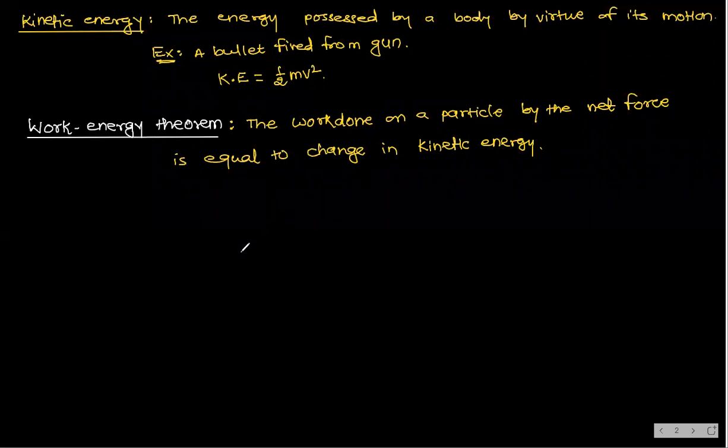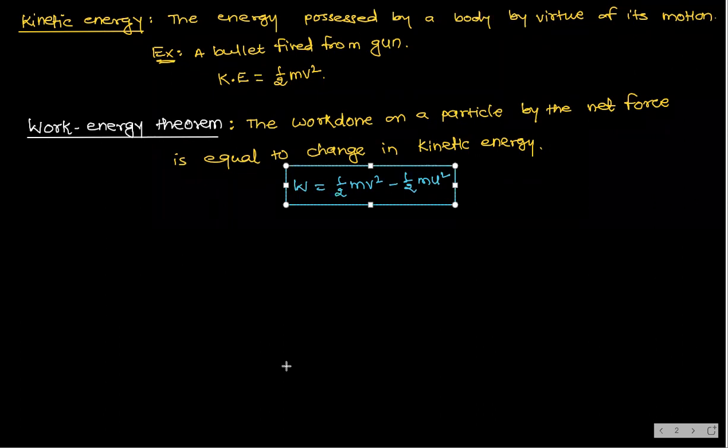So now let's prove it. The work done on a particle by the net force is equal to change in kinetic energy. Means we have to prove something like this: W is equal to half m v square minus half m u square. Or we can say final kinetic energy minus initial kinetic energy, or change in kinetic energy, delta KE also if you write. This is what we have to prove.